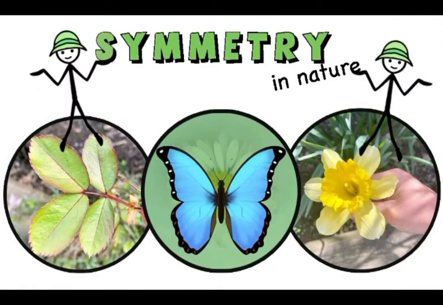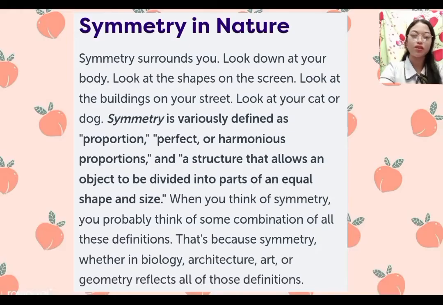What is symmetry in nature? So we come now to symmetry in nature. Symmetry surrounds us: people, animals, plants, everything on the earth and outside is symmetrical. Symmetry is nature's artwork that creates harmony and balance. Symmetry surrounds you. Look down at your body, look at the shapes on the screen, look at the buildings on your street, look at your cat or dog.